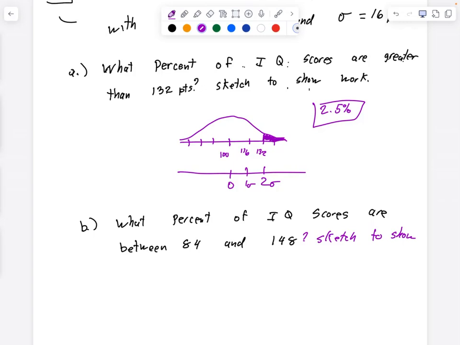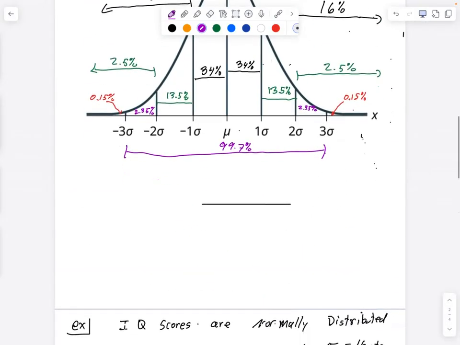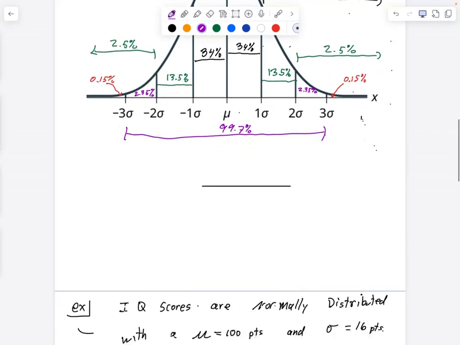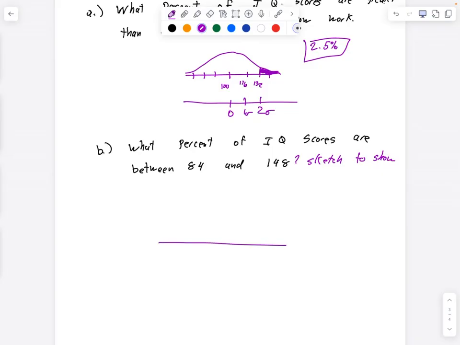Okay, so let me break them up individually. Basically, I know I have these sections right here. This is 34%. This is 34%. What's the next one? 13.5%. What's the next one? 2.5%. Stop. That's where we want to go to.